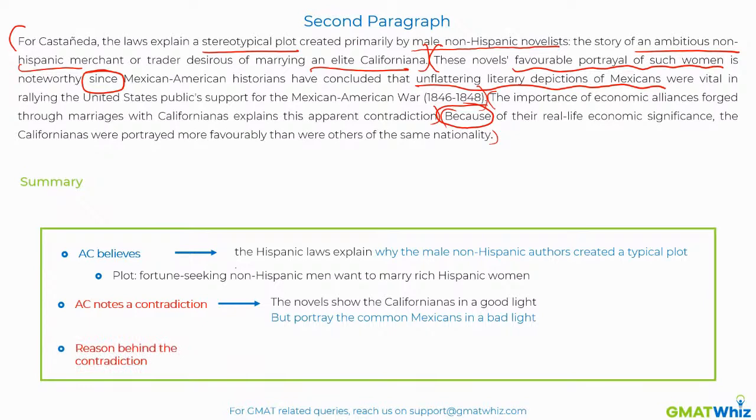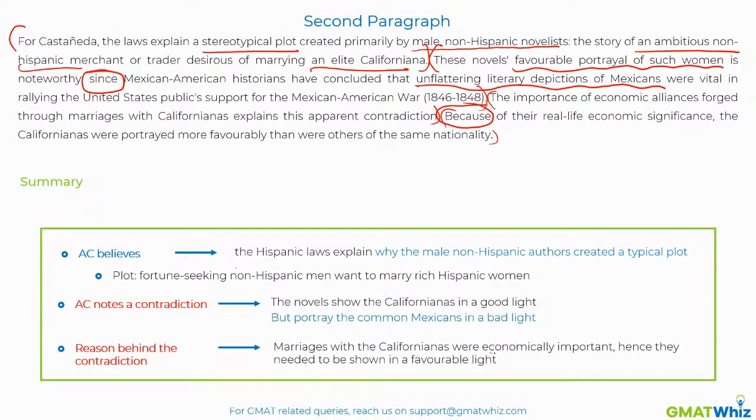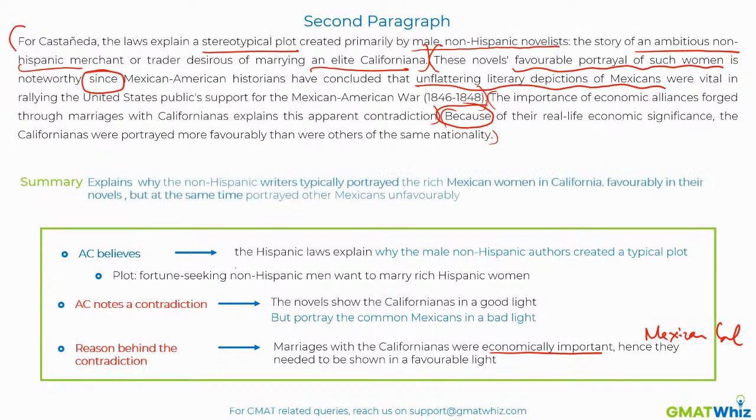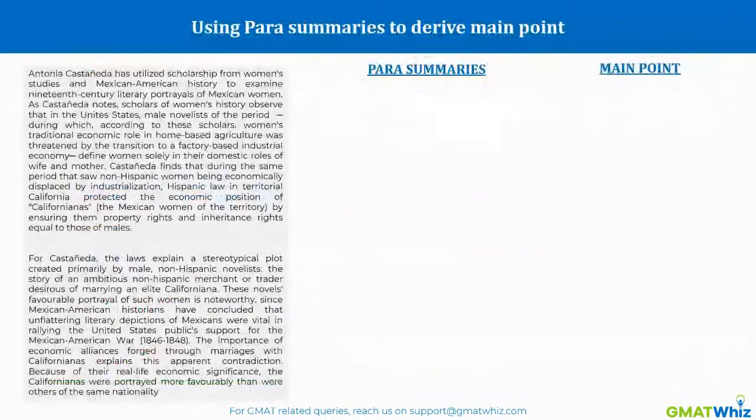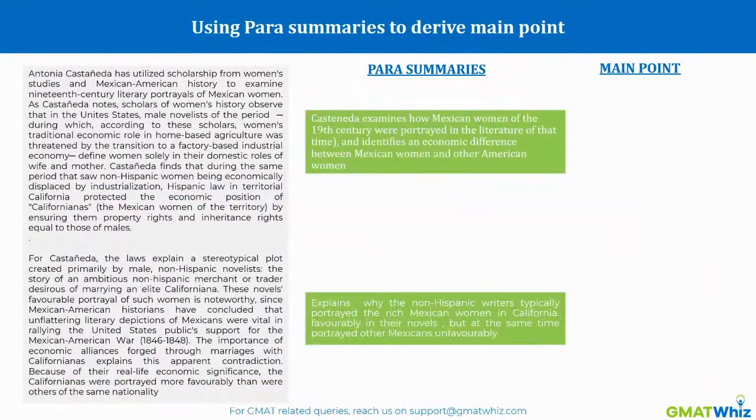And then she goes on to put the reason behind that contradiction. Since marriages with Californianas were economically important, the Mexican Californianas needed to be shown in a favorable light. So this paragraph is telling us why writers typically portrayed Mexican women in California favorably. So all in all, remember the passage is talking about what? Let's now derive the para summaries.